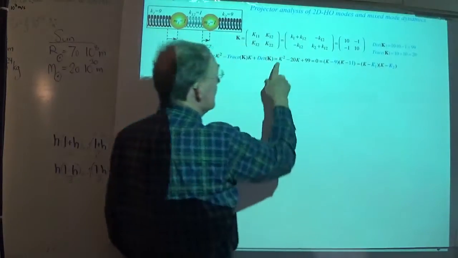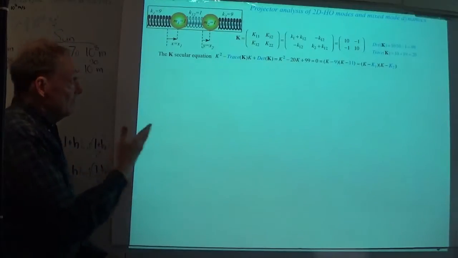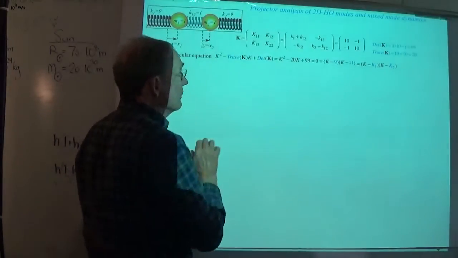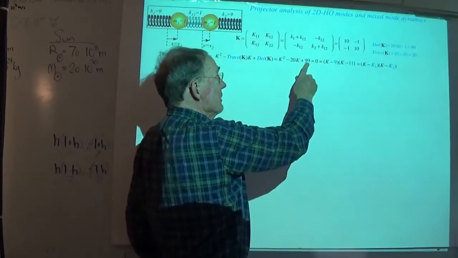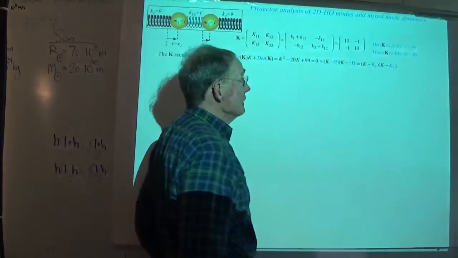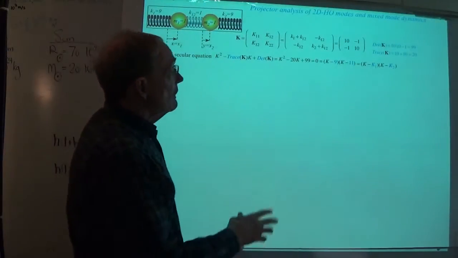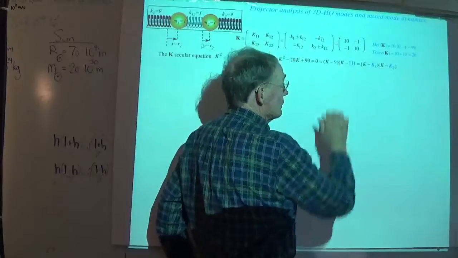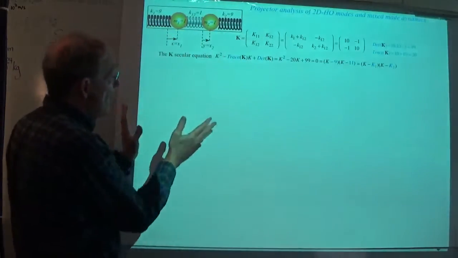So we have an equation to solve here for the eigenvalues of the K matrix, which has K squared minus 20K plus 99, and it factors very nicely into K minus 9 and K minus 11. So those are the eigenvalues that we're looking for right now. We'll call them K1 and K2 for this problem.